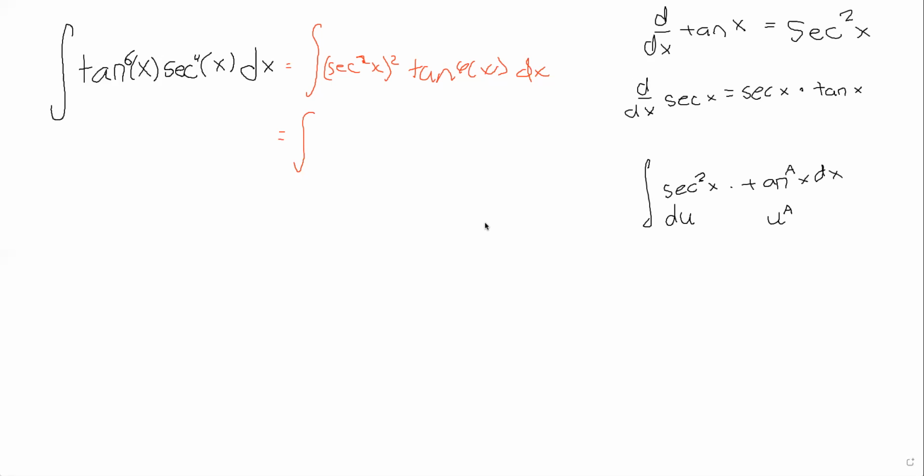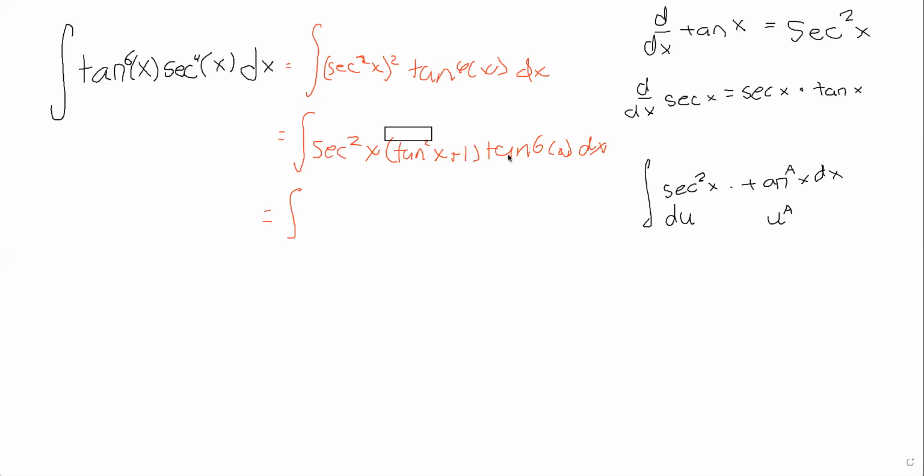Secant squared x has its own identity. It's equal to tan squared x plus 1. So I think we want to just have one secant squared x and then a tan squared x plus 1, and then a tan 6x dx. Exactly. Beautiful. So what we have now is a lot of work.